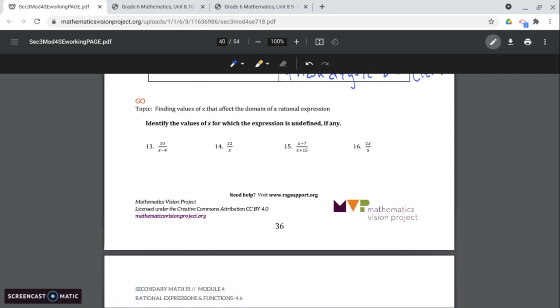All right, and the last section. Identify the values of x for which the expression is undefined, if any. So we're trying to find out what makes the denominator 0. For this first one, what minus 4 is 0? Well, 4. In the last one, it's just 5. So this is none. It's always going to be defined. What plus 15 is 0? Well, negative 15. So you have one left to complete there.